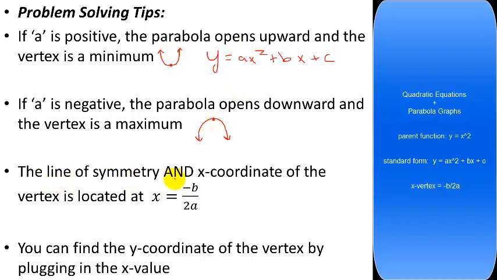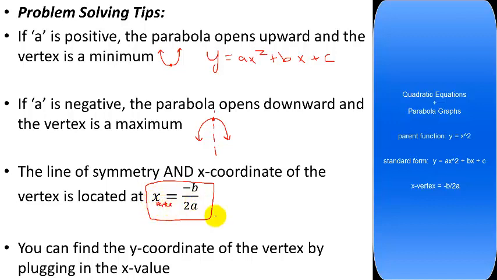Okay, the line of symmetry, that's the vertical line right down the middle of the parabola, and therefore also the x-coordinate of the vertex, because they're aligned with each other. There's a way to calculate that if you have the equation in standard form and you know the a value and the b value. This is a very, very important and useful equation. So the x-coordinate of the vertex or the line of symmetry, because they both go through the same point, is negative b over 2a.